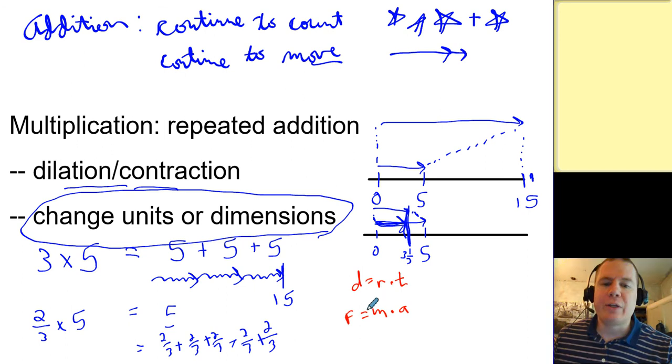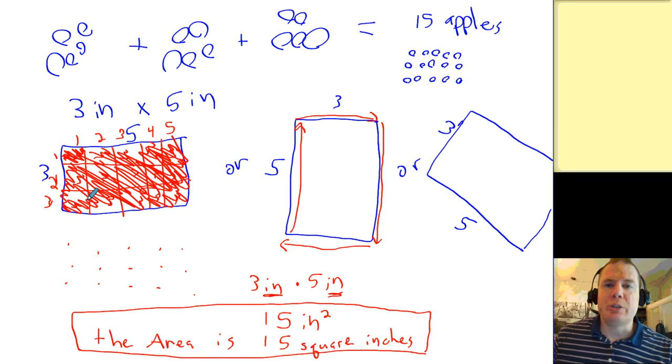Right? We're getting something fundamentally different by multiplying. Multiplication does not follow all the same rules as addition, especially when it comes to units. Right? That's also going to help us when we deal with signed numbers in our next video.